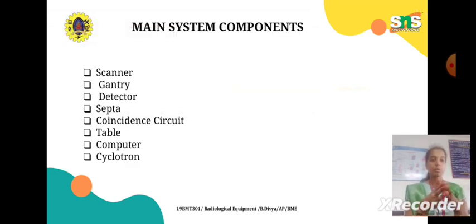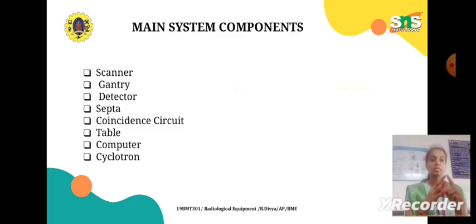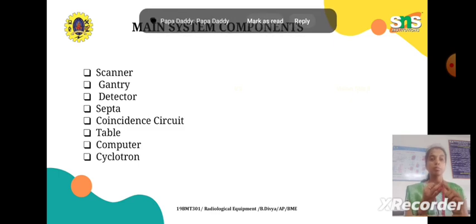Main system components. What are the system components in this? Scanner, gantry, detector, septa, coincidence circuit, table, computer, cyclotron. These are the components in the main system of the PET.